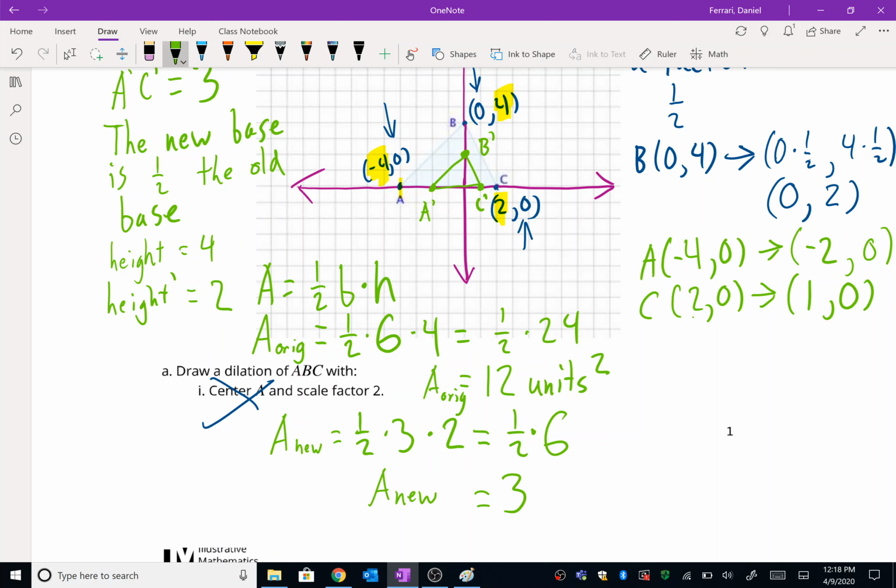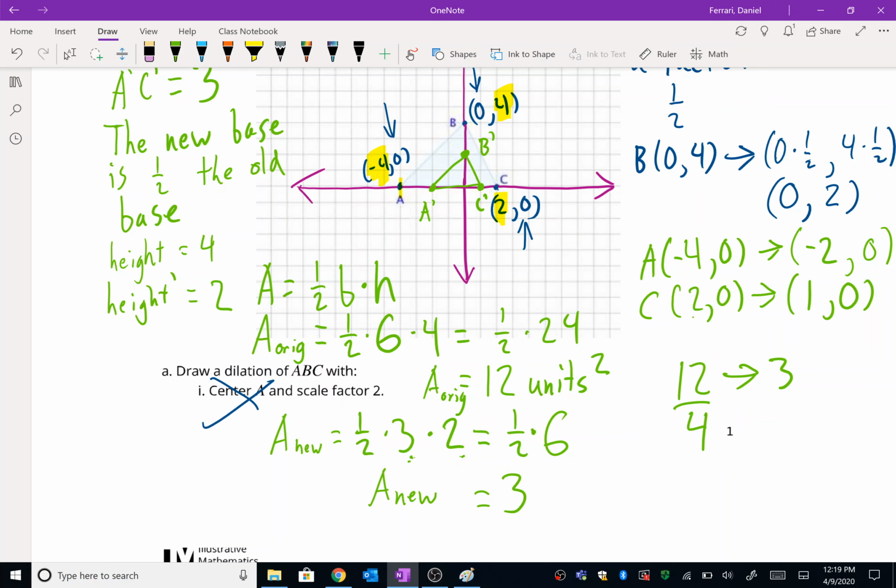Now this seems a little bit strange, right? You'd think that the area would be halved, but it's actually not. How do you get from 12 to 3? What are you actually dividing by? You're not dividing by 2. This time, you're dividing by 4. The reason for that is both the base and the height were cut in half. So it's a half times a half, which is where this 4 comes from.